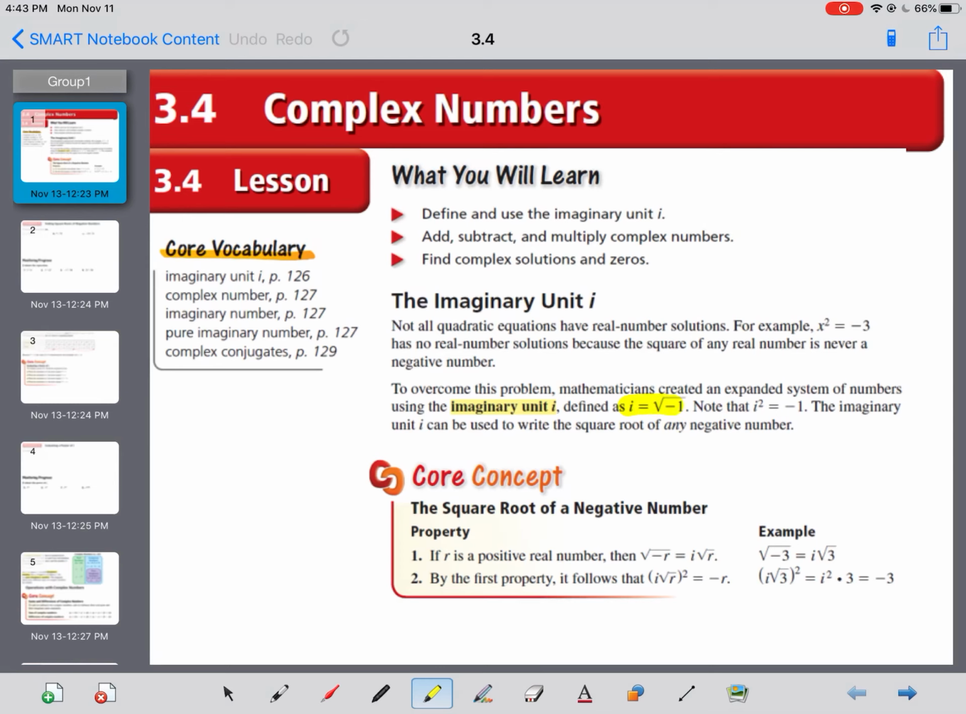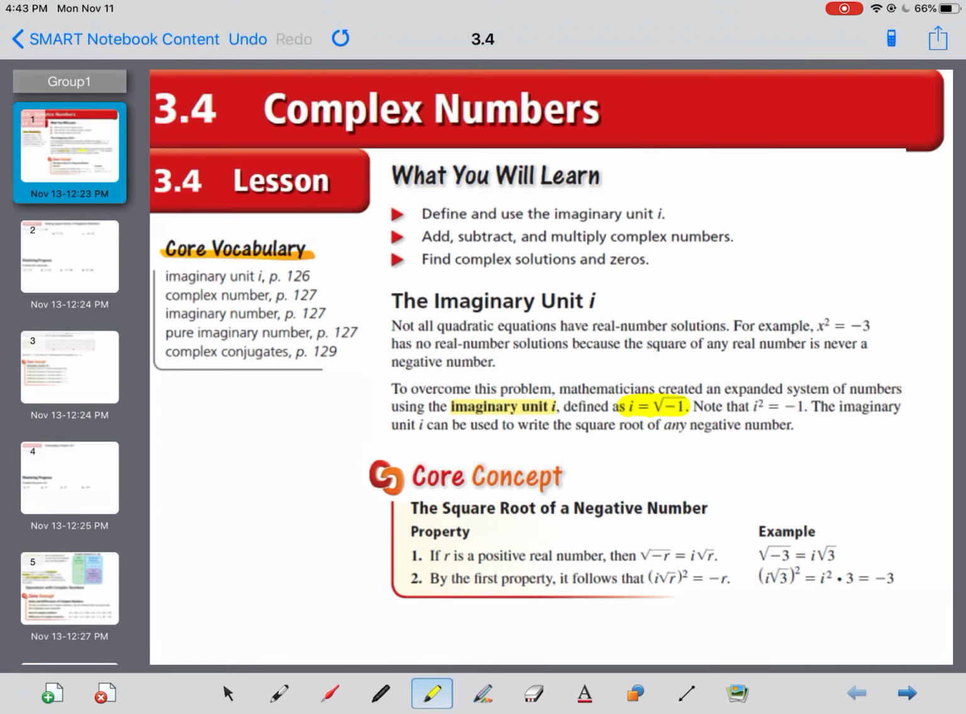Okay, the imaginary unit, or the i, is the square root of negative 1, because you can't square root a negative number. This will allow us to always square root a negative number. We just pull an i off of there, turns the number into a square root of a positive, then we square root as normal. Okay.